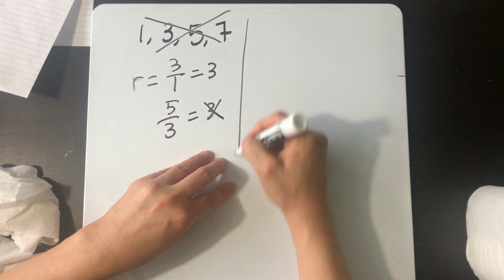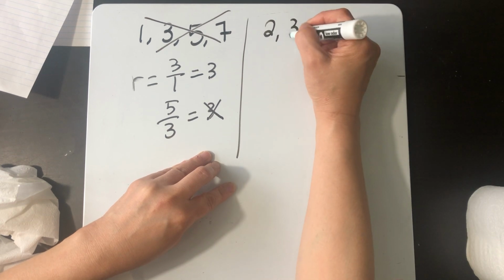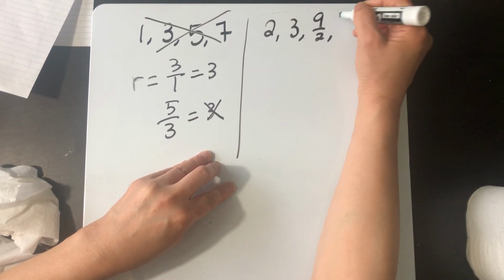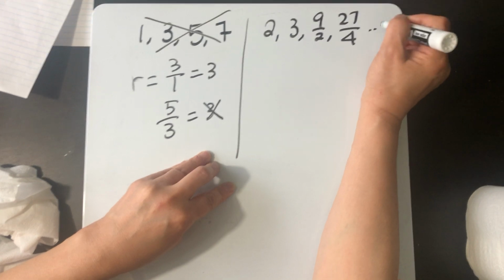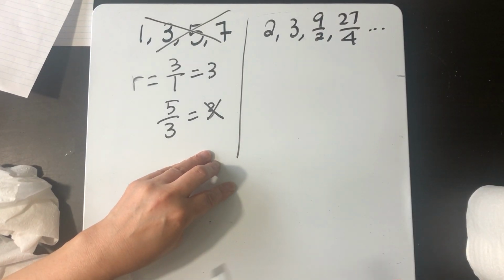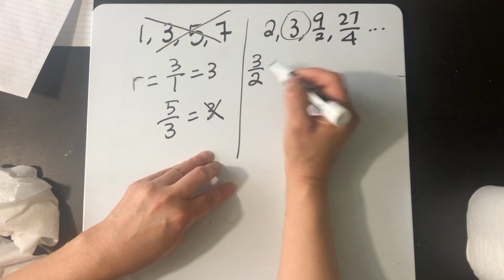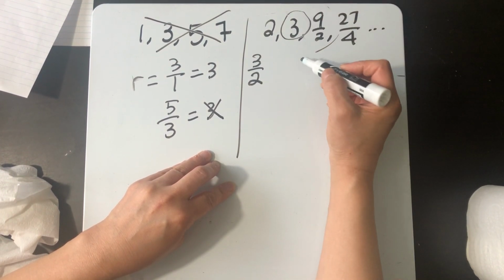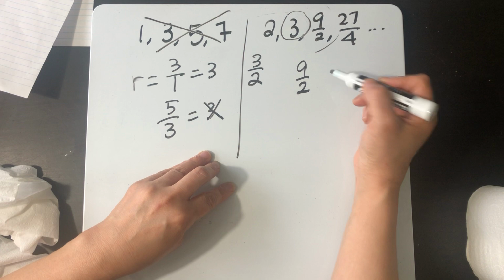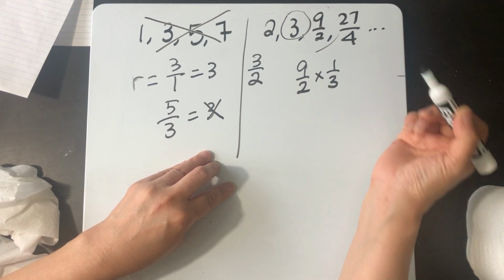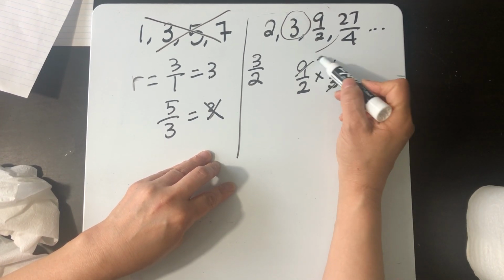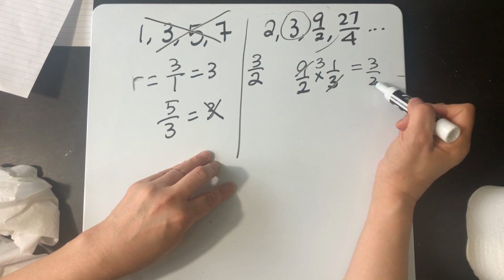Another question we have is 2, 3, 9/2, 27/4, ... We want to know if this is geometric. So we divide 3 divided by 2. So that'll be 3/2. How about 9/2 divided by 3? That is the same thing as times 1/3, right? So you divide, and you get 3/2. So, is it 3/2? Yes.